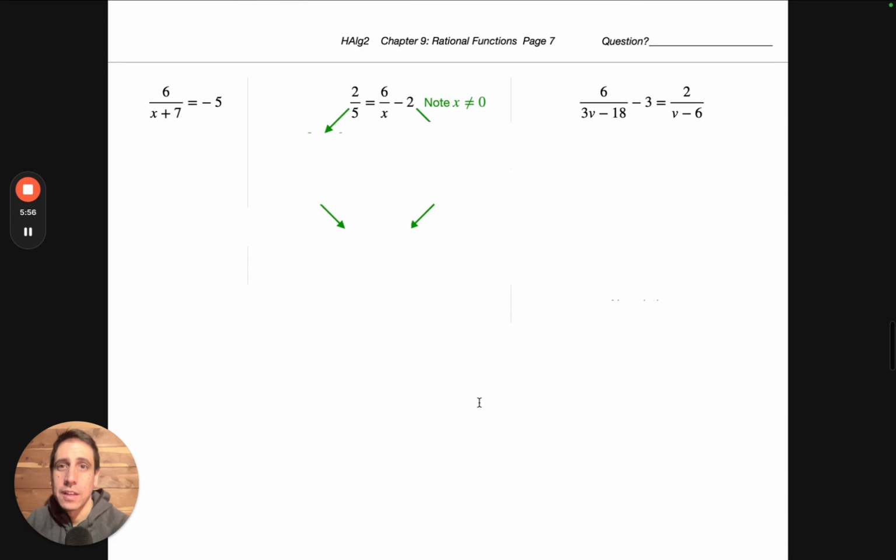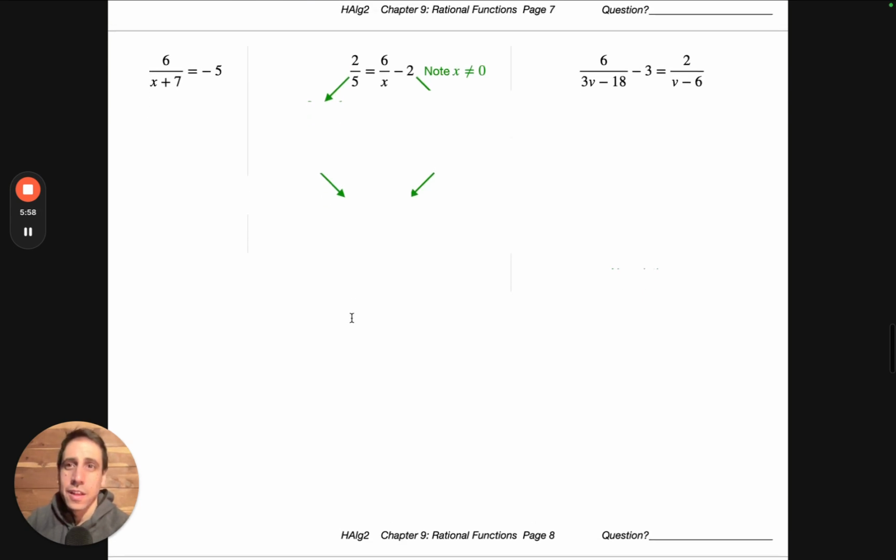All right, let's start looking at some equations. Everything of the past couple of days have been just expressions, combining expressions. But now we're actually going to solve.